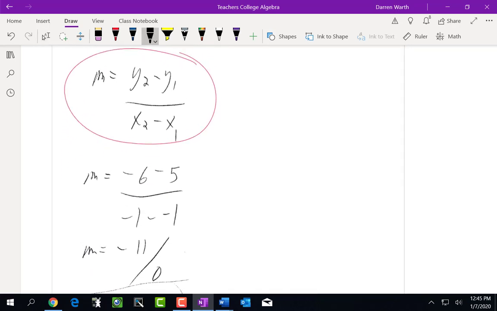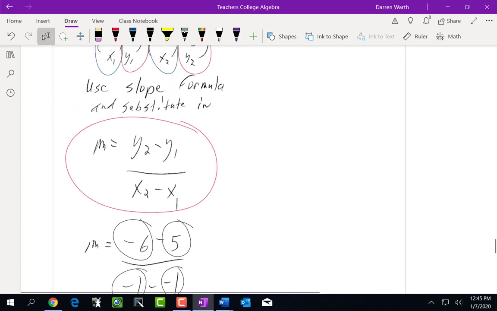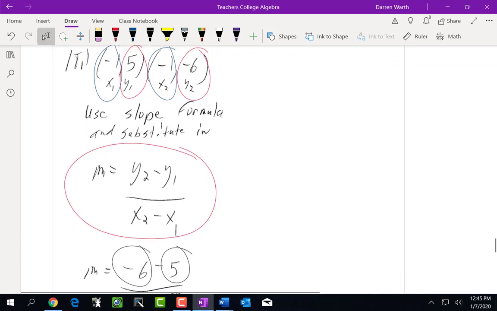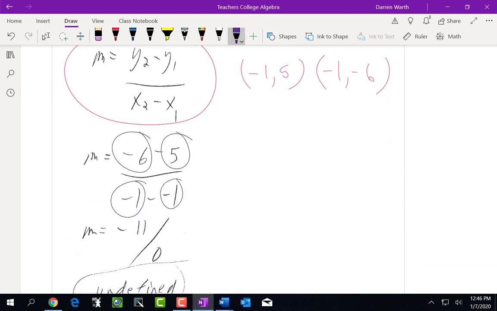So substituting in those numbers, you'll notice that my y sub 2 is negative 6, and my y sub 1 was 5. My x sub 2 is going to be negative 1 minus my x sub 1, which is going to be negative 1. And I'll scroll down just to show you that. Maybe I should write it over here real quick so we can see a little bit better. So we got negative 1 and 5, and negative 1 and negative 6. So you can see that I just substituted those in. So here was my negative 6, and here's my 5, and here's my negative 1, and here's my negative 1.